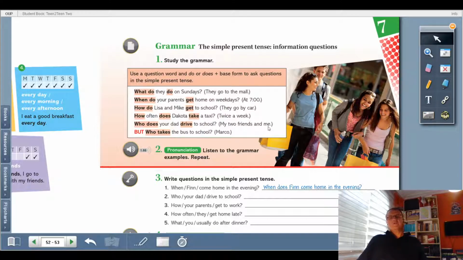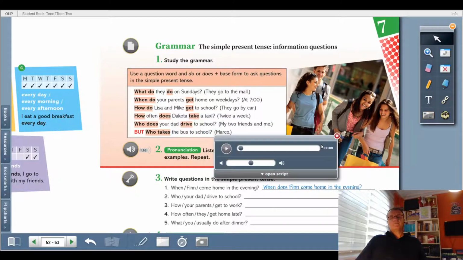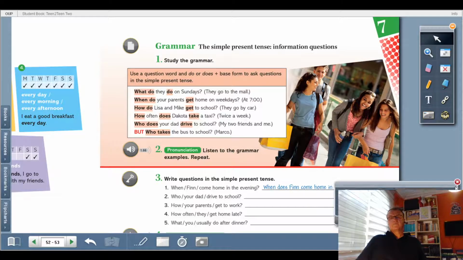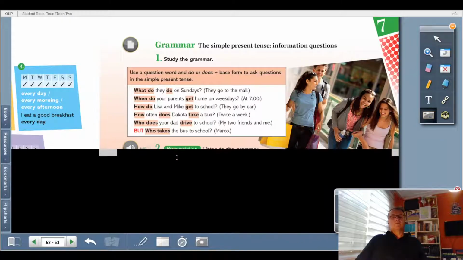Who does your dad drive to school? My two friends and me. But who takes the bus to school? Marco. That means this is the subject, who is taking the bus to school. Okay. Now let's listen.